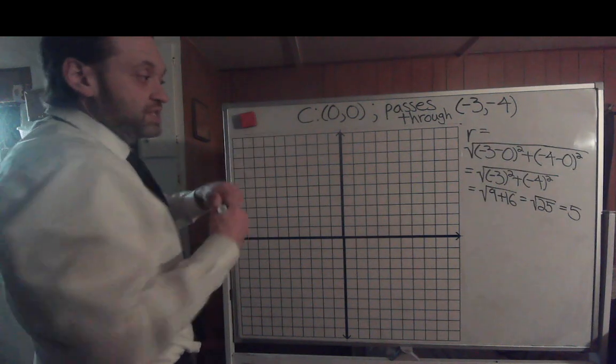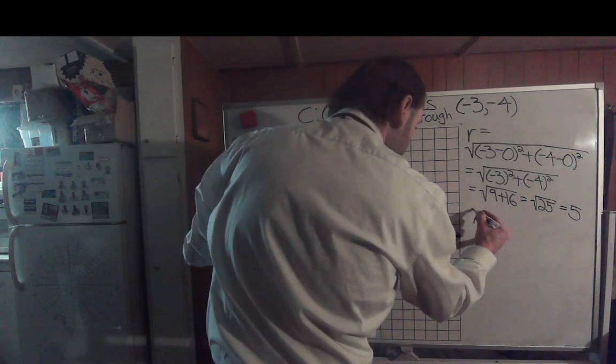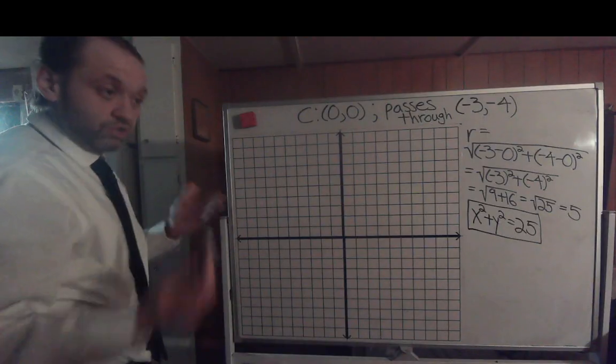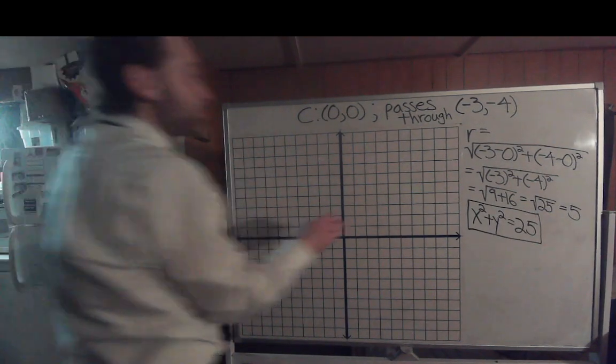The center is at 0, 0, so that's just going to be x squared plus y squared equals your radius of 5 squared, that'd be 25. So you get x squared plus y squared equals 25. Let's do one more with the center at the origin, then we're going to make the center not at the origin for a few examples.